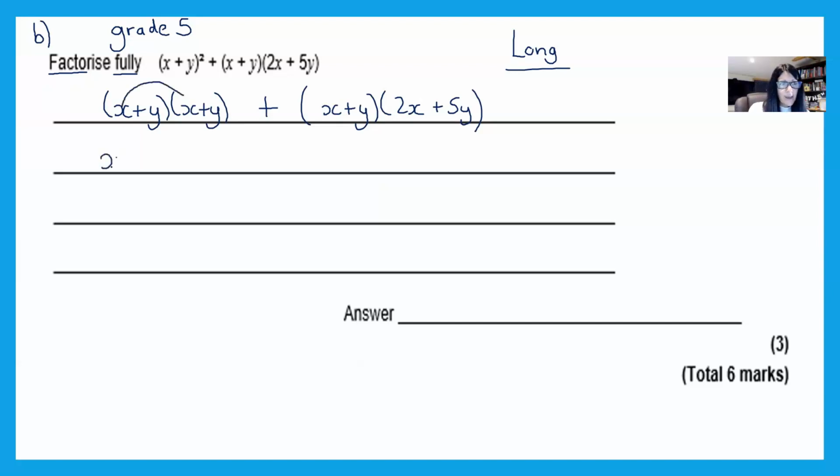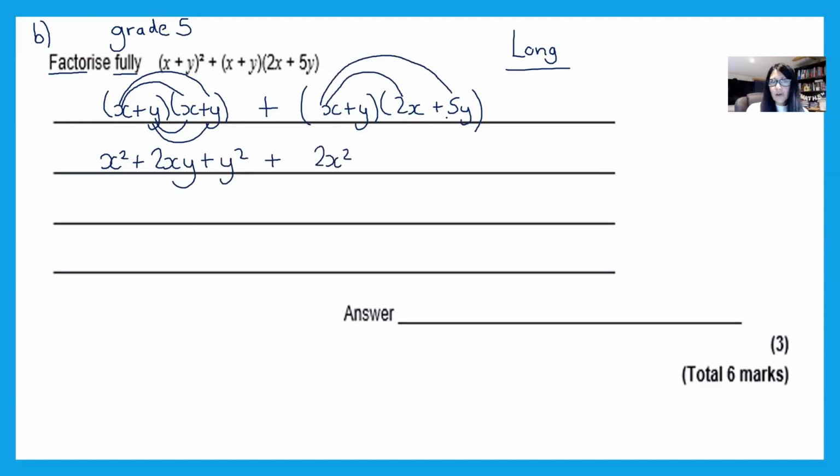So x times x is x squared. X times y and x times y, we've got 2 lots of x times y. And then y times y is y squared. There it is. Again, x times 2x is 2x squared. X times 5y is 5xy, and then we've got another 2xy, so we've got 7xy in total. And finally, y times 5y is 5y squared.